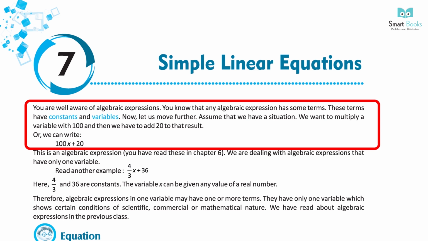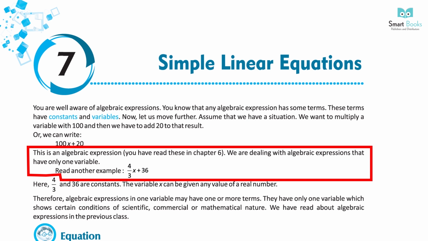Assume that we have a situation where we want to multiply a variable with 100 and then add 20 to that result. Or we can write 100x plus 20. This is an algebraic expression. You have read these in Chapter 6. We are dealing with algebraic expressions that have only one variable.